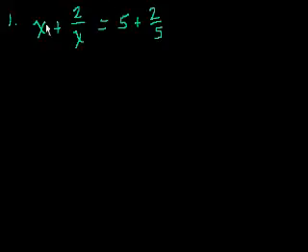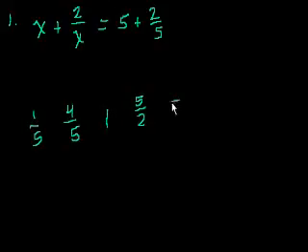So they say, okay, if x plus 2 over x is equal to 5 plus 2 over 5, then x can equal which of the following? And they give some choices. They give the choice 1/5, they give the choice 4/5, they give the choice 1, 5 over 2, and 5, right? These are the choices they give.